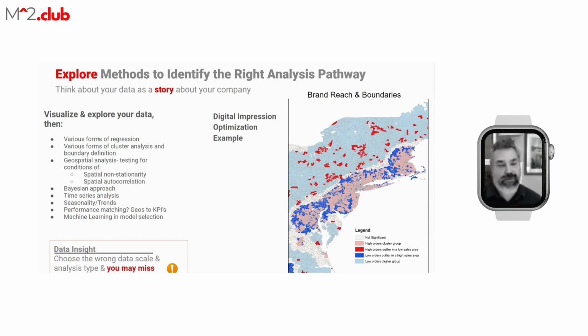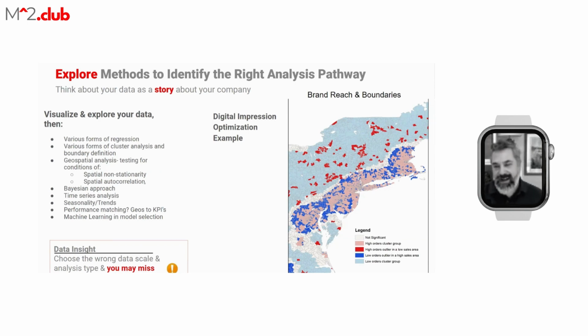So I do mention a few things over here for those who are technically proficient. We can certainly talk about this, or I'm happy to talk about it later. I won't do that to you now, but we use various forms of regression. We do use different types of cluster analysis and boundary definition. That's what you're looking at here. So we're testing for conditions of non-stationarity and spatial autocorrelation.